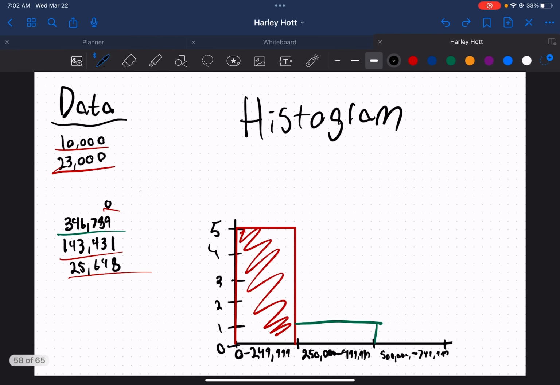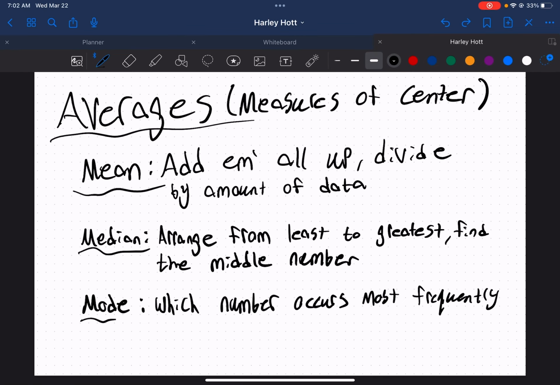Now, each of these try to point to center, but they do it in a different way, and they get slightly different results. The mean, you add them all up, then you divide by the amount of data. It's sort of the balance center. The median, you arrange from least to greatest and find the middle number. It's just the middle of the data. And then the mode is the number that occurs the most often. And in just a moment, we're going to do examples of all of them.